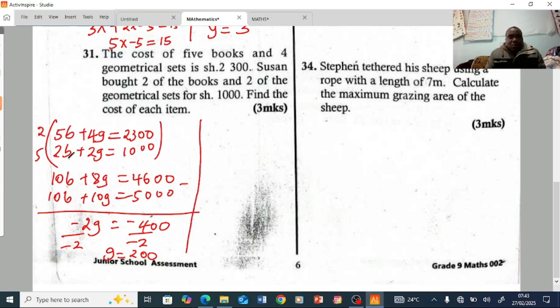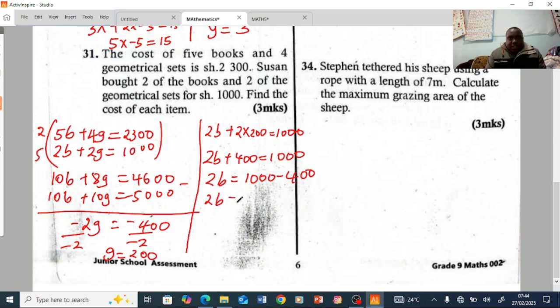Now to get your book, you can substitute here. 2b plus 2 times 200, the answer is 1000. 2b plus 400 equal to 1000. 2b is equal to 1000 minus 400. 2b is equal to 600 and b is equal to 300. So one book was 300 shillings, one set was 200 shillings.